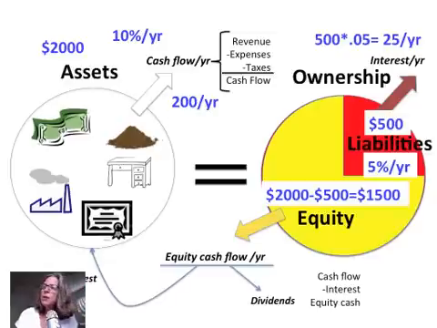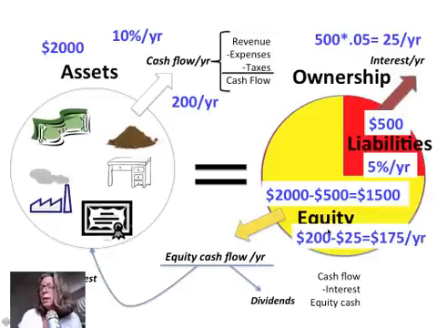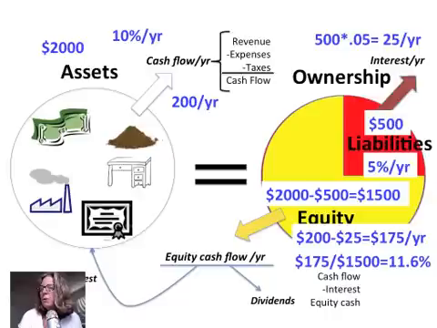Now, by difference, we can do some calculations about equity. The equity value: we know there's $2,000 of assets, plus we have $500 that belongs to the bank. So that means the equity holders have $1,500. And if we look at the cash side, we have $200 a year minus the interest of $25, which means the equity holders are getting $175 a year. This is just purely by difference. So what does that mean as a rate of return? We have $175 cash flow divided by the value of $1,500. So the equity holders in this firm are getting 11.6%.